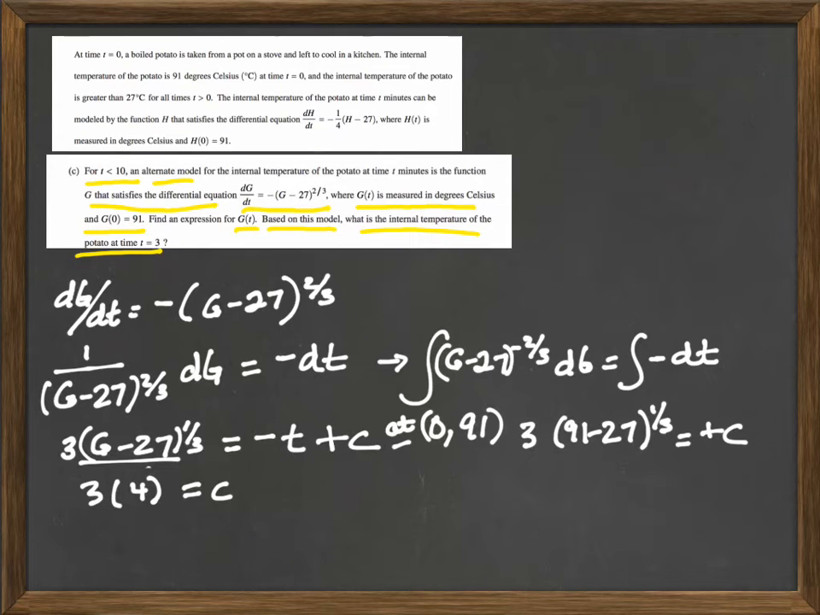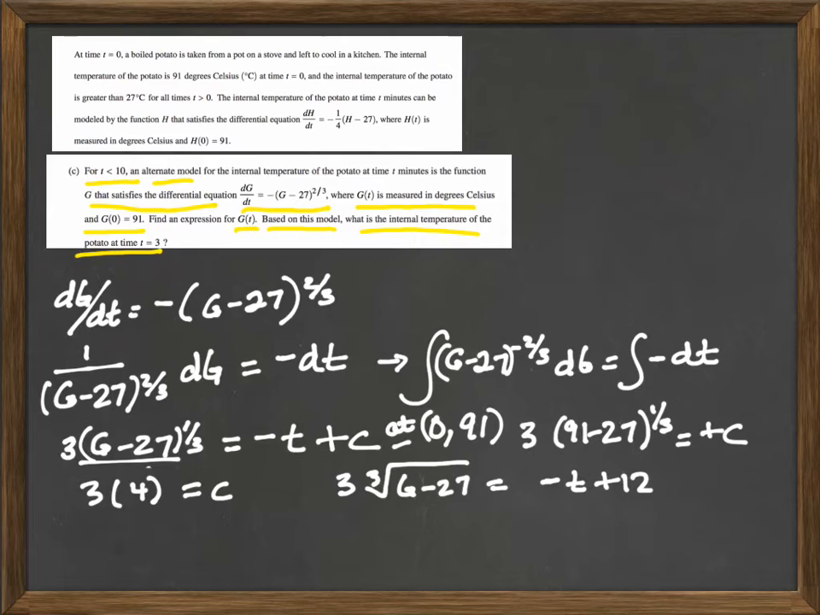You'll see later on the hard copy one, I did it later and got 4, which both are right. It comes out in the end. But this is how I did it when I was doing the video. So that means we have 3 times the cube root of (g minus 27) is equal to negative t plus 12.